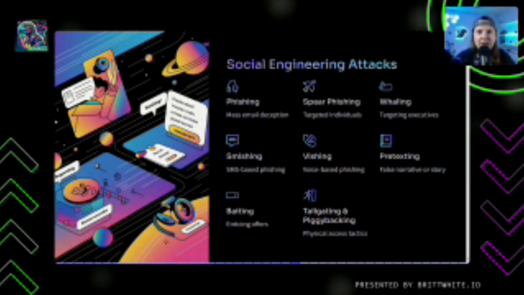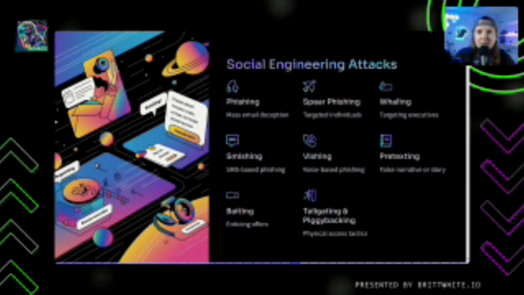Pretexting involves creating an elaborate scenario or story. The attacker might pose as a new employee needing urgent help, or a vendor requiring immediate payment verification. They use emotional manipulation to bypass normal security procedures. Baiting is like leaving a trap. Attackers might drop USB drives in your parking lot labeled salary information or confidential. When someone plugs it in out of curiosity, it installs malware.